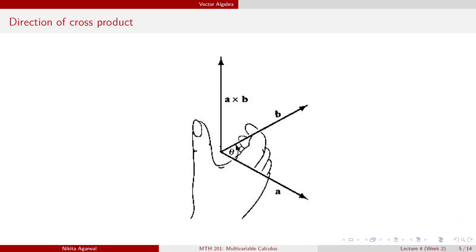Okay. Now, what about the direction of the cross product? This we saw last time. You take your right hand, you start curling your fingers from vector A to vector B, and wherever your thumb points, that's the direction of A cross B. Okay, so that's what is shown here.